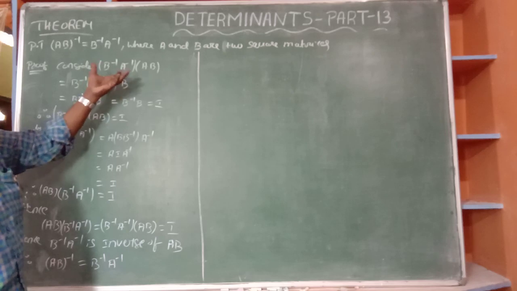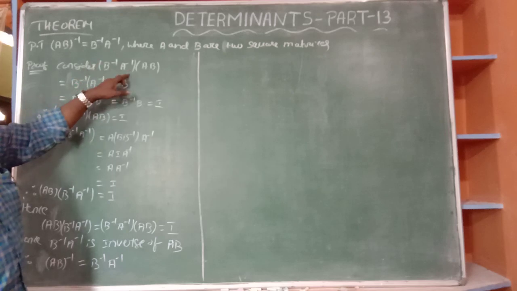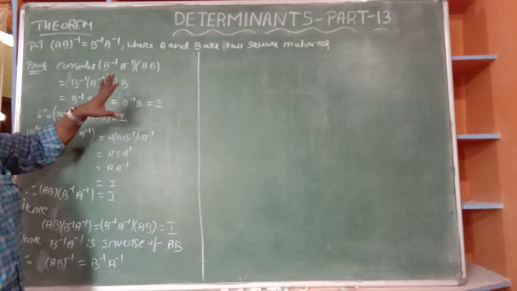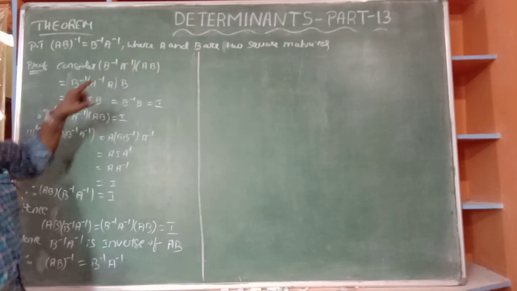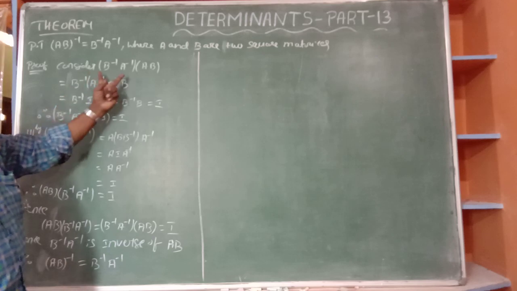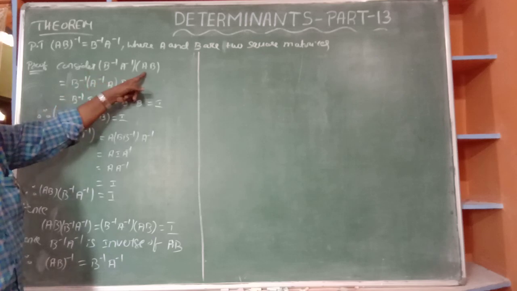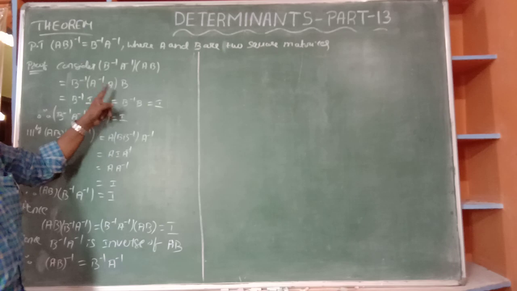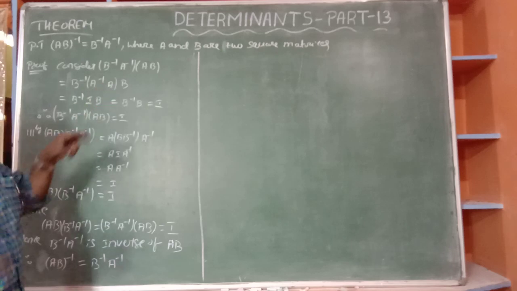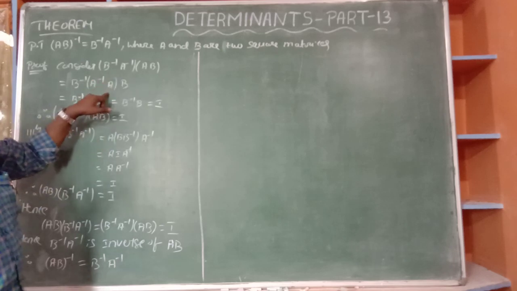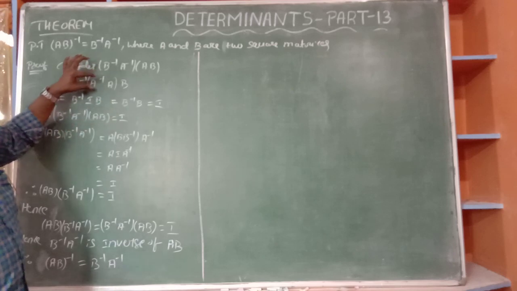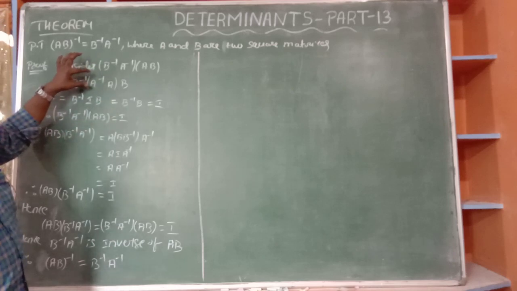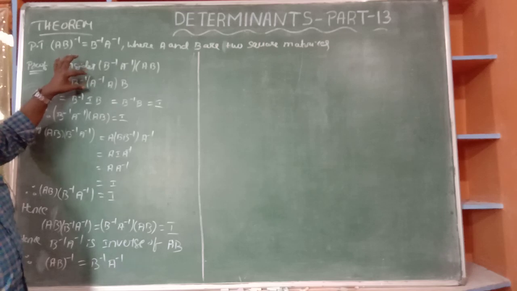The brackets are put in a different way by using the associative law. Associative law means the product is the same. B inverse, A inverse, A, B. But the brackets are different. I am taking the brackets only for A inverse into A. But the order is same. The brackets we are taking in a different way. That property, that statement, is there in the previous associative law for the multiplication of matrices.